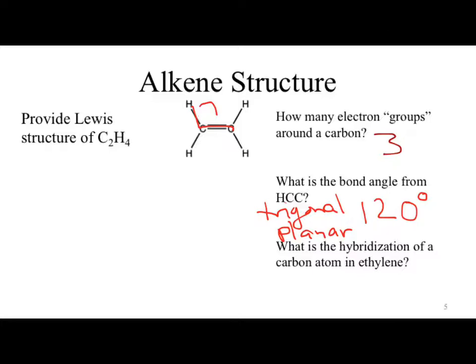Trigonal planar. Okay? So we've got a geometry and we've got our bond angles for all that. That's what I would expect you to be able to predict. We're going to come back to those bond angles in a little bit. What's the hybridization of the carbon atom?